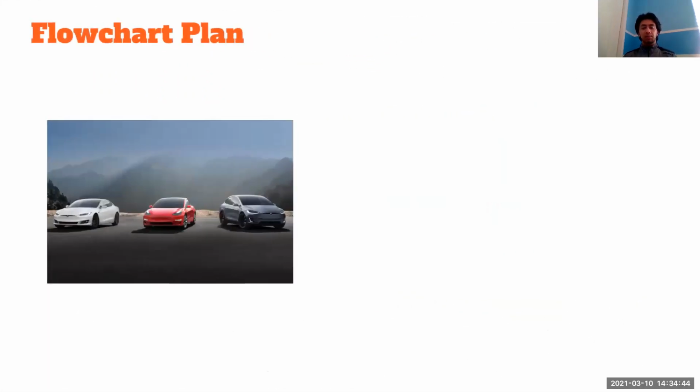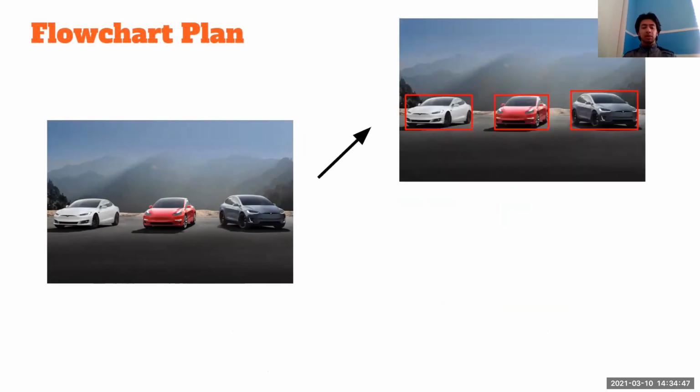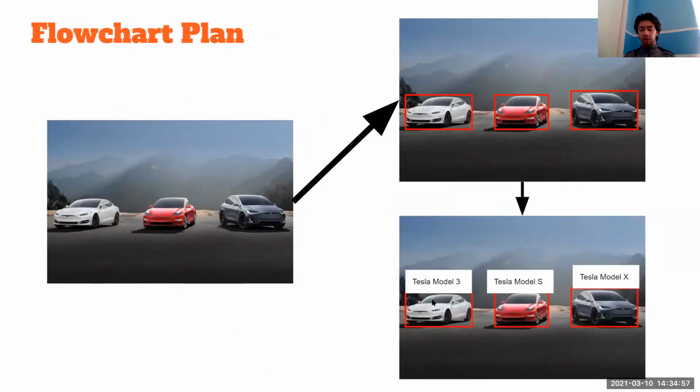The plan for this project was, given an input image, to first figure out the bounding boxes for each car in the image, and then run this through a recognition neural network to determine the make and model of each car. For example, in these three Tesla cars, the expected output would be Tesla Model 3, Model S, and Model X.